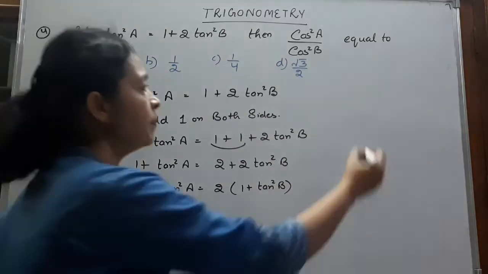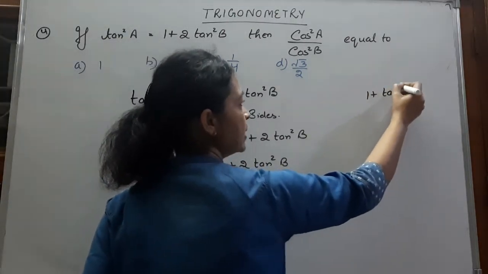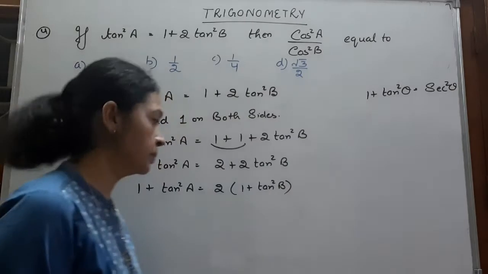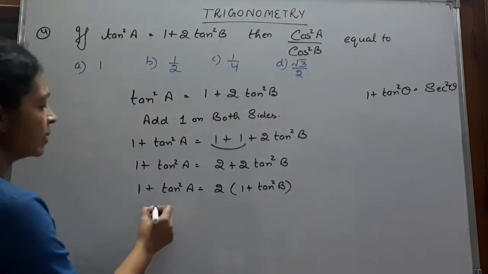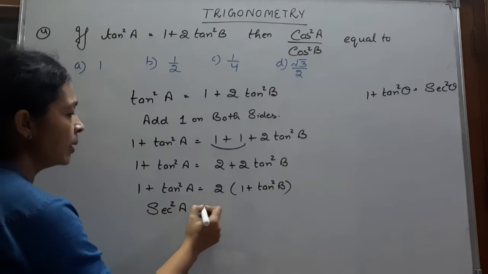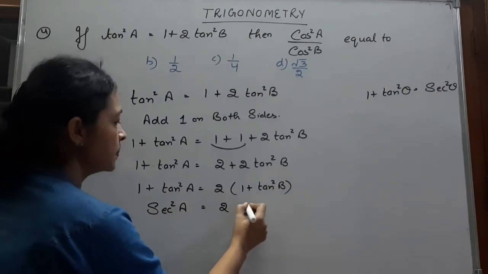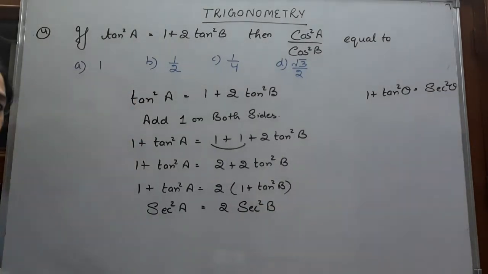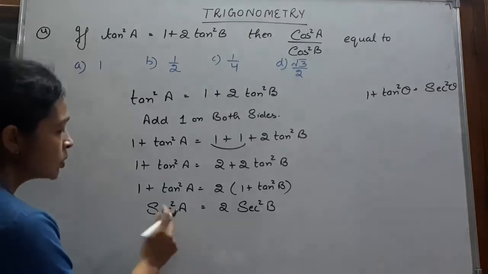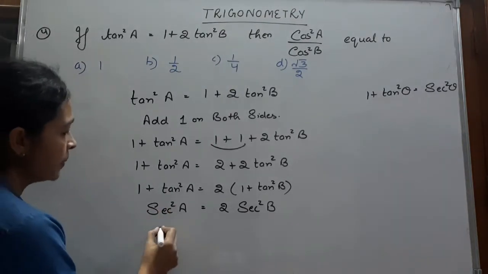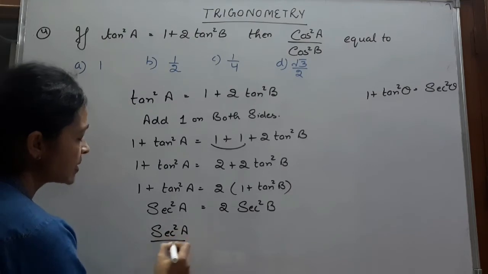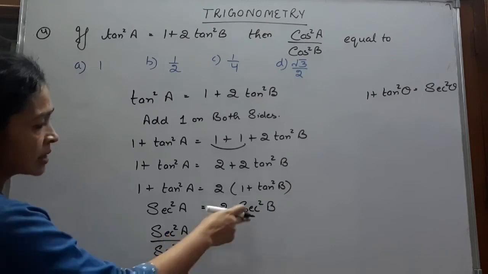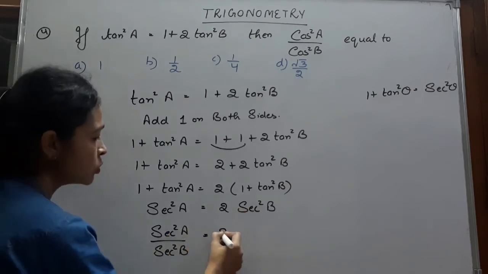Actually, we have identity 1 plus tan square theta equals to sec square theta. So, what is 1 plus tan square A? Sec square A equals to 2 times sec square B. We have to find the value of cos square A. So, sec square A upon sec square B, we have, bring this sec square B on the left hand side, equals to 2.